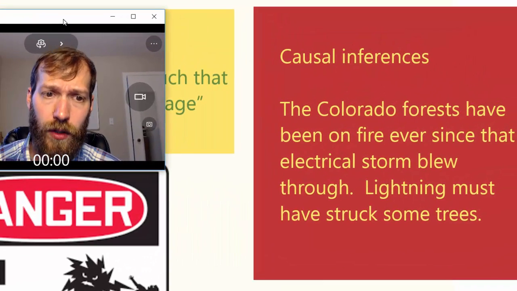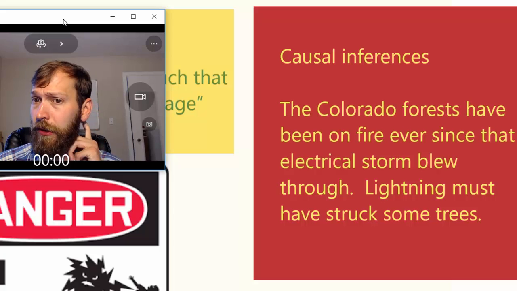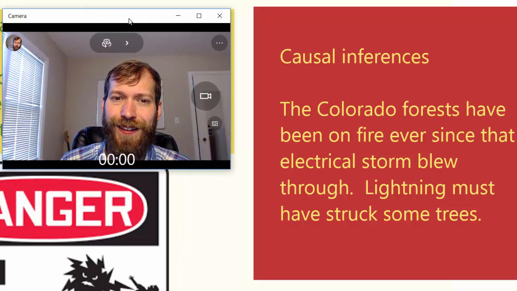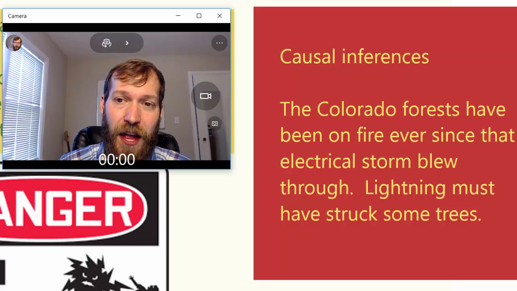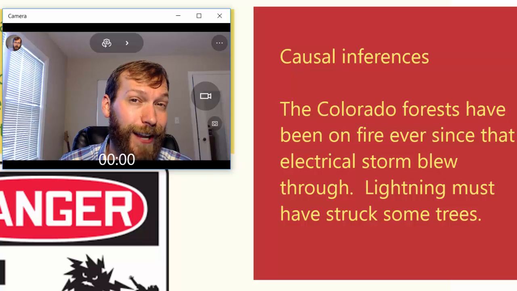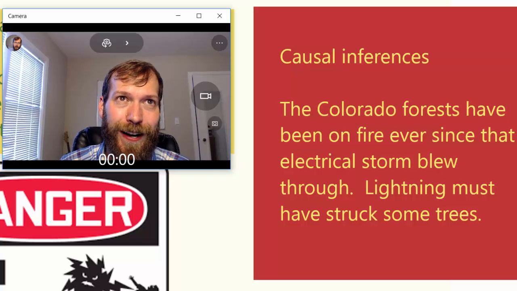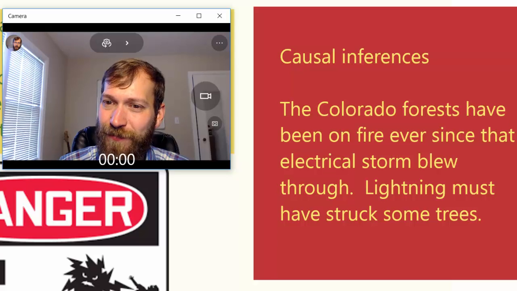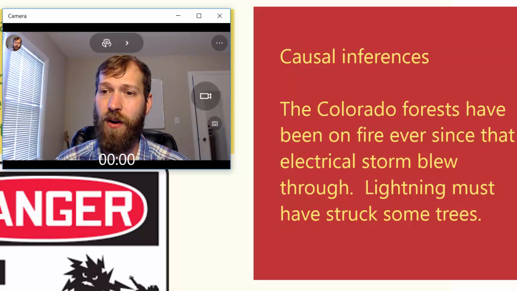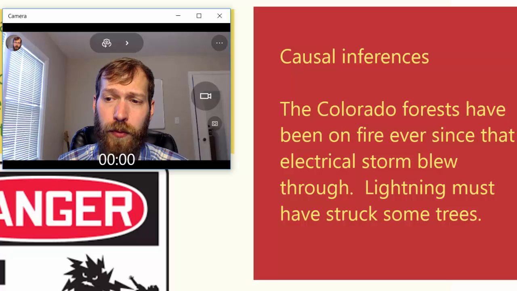The last inductive argument that I want to take a look at is causal inferences. Many students will want to say that this is casual inferences, but that reads causal, not casual. I do like the idea of going around and making casual inferences, but that's not what we're worried about here. So the example that I have with causal inferences is: the Colorado forests have been on fire ever since that electrical storm blew through. Lightning must have struck some trees.